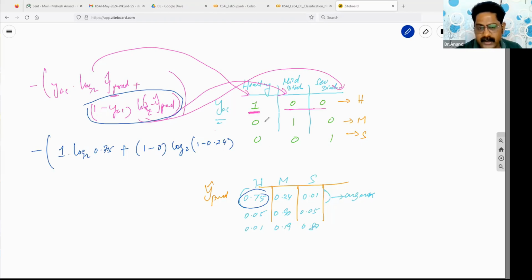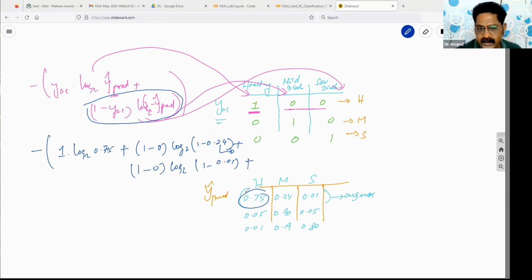For a good model, only this node should get the highest probability. The other 2 nodes should get probability close to 0. Assume this value is approximately close to 0. Log of 1 becomes 0, isn't it? So naturally, if the score goes down, overall log loss will reduce. Similarly, one more node I need to substitute. 1 minus 0 time log base 2, 1 minus 0.01. So 1 minus 0.01 is almost 0.99, very close to 1, so this is a very, very small value. We are done with the first record.